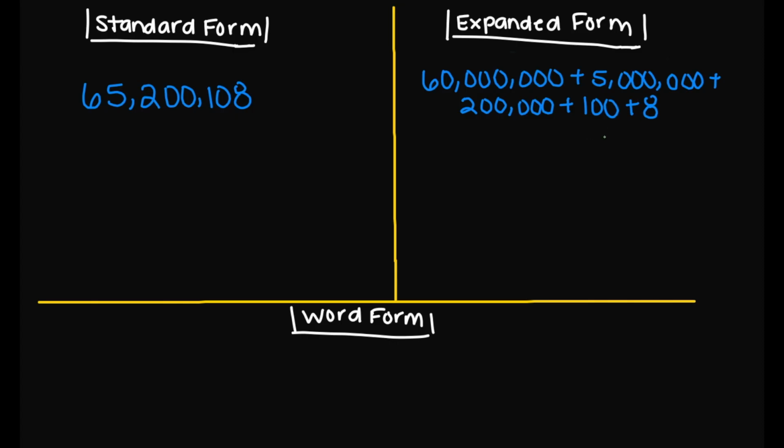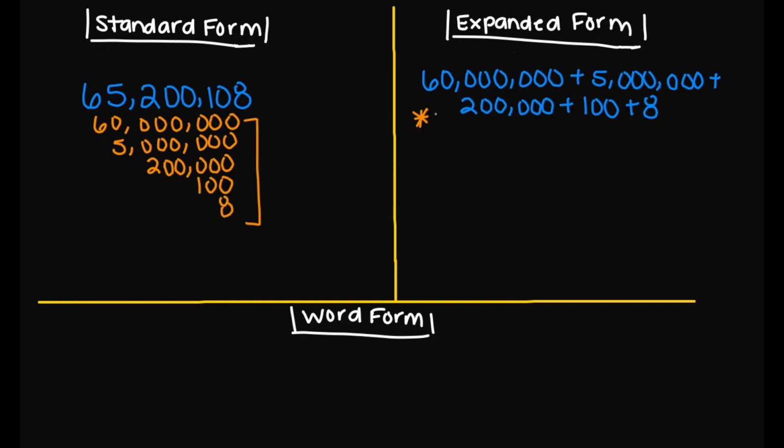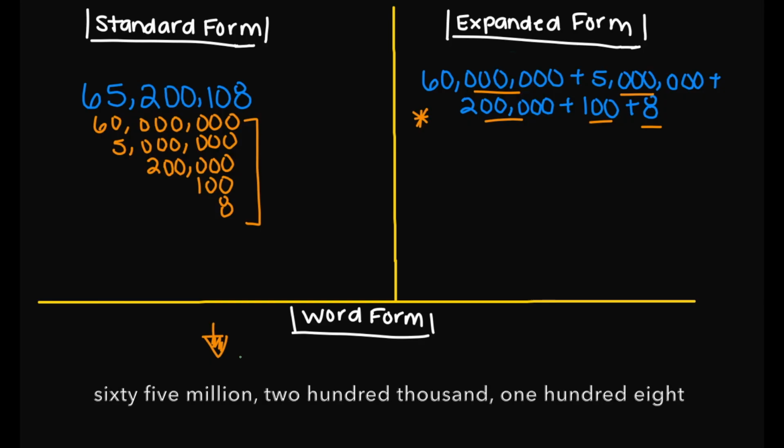And then remember, if you need help with that, let's go over here. If I do 60 million and then 5 million, 200,000, 100, and then 8. And this is the same thing that we have here on the right side. So 60 million, we have 5 million, 200,000, and then 108. Your word form is going to be 65,200,108.